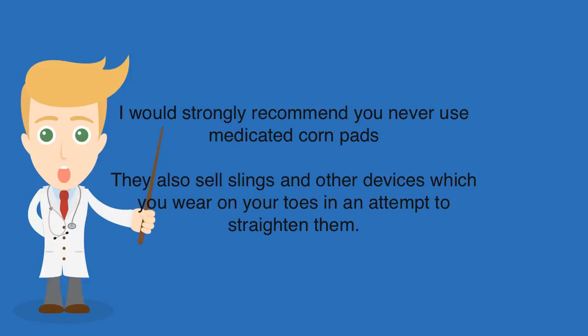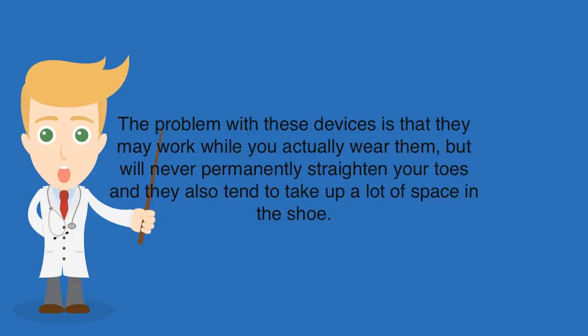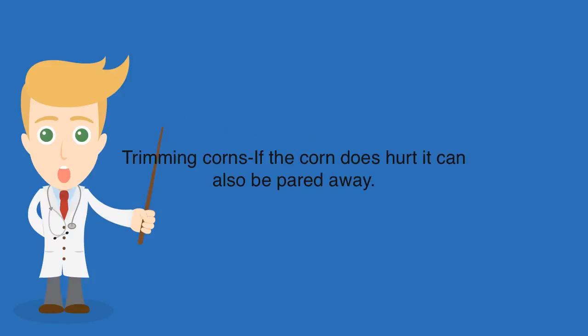They also sell slings and other devices which you wear on your toes in an attempt to straighten them. The problem with these devices is that they may work while you actually wear them, but will never permanently straighten your toes, and they also tend to take up a lot of space in the shoe. Trimming corns. If the corn does hurt, it can also be pared away.